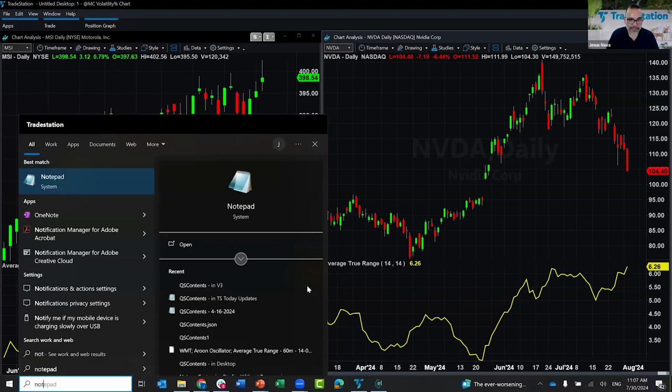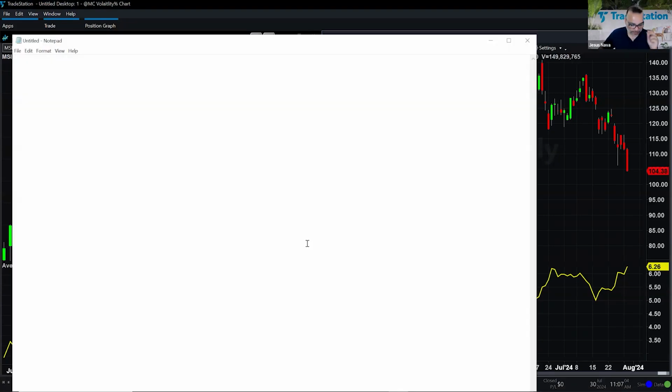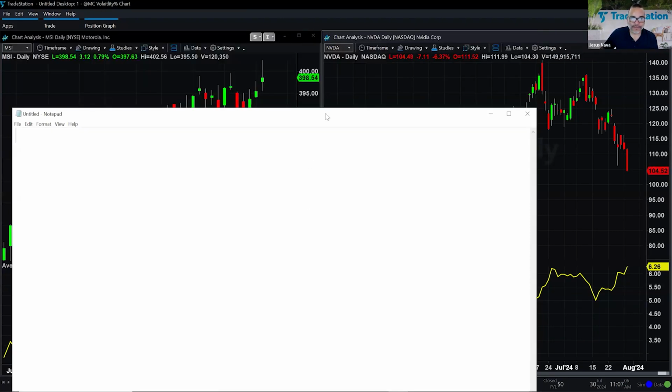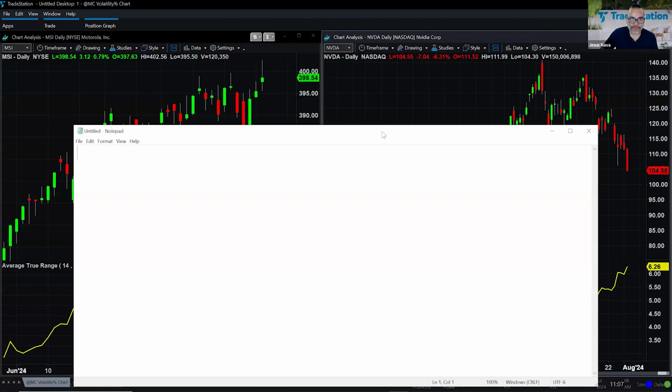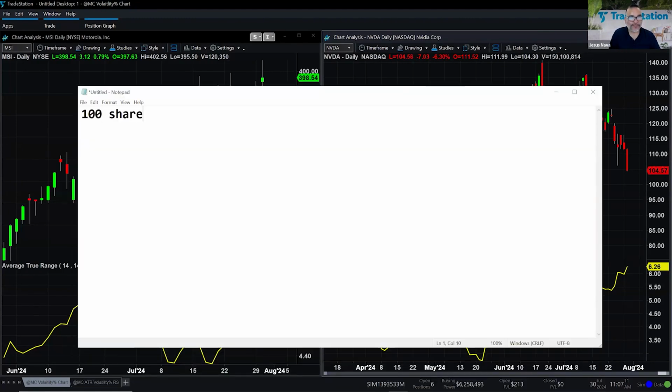Let me open up my notepad and we're going to make some notes here. Let's suppose, and this is very simple, 100 shares of Motorola and 100 shares of NVIDIA. So if the security moves, let's say it moves plus $6, and we'll round that to $6. And we have the same scenario on both sides.